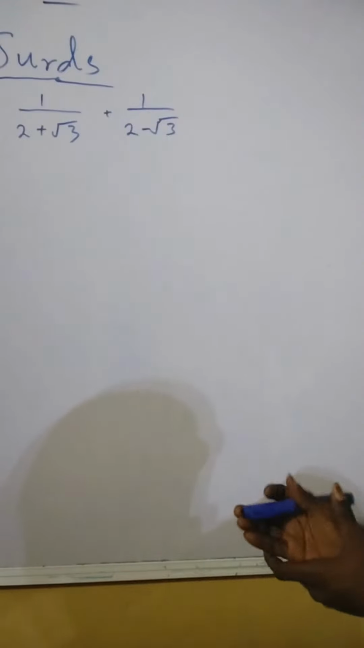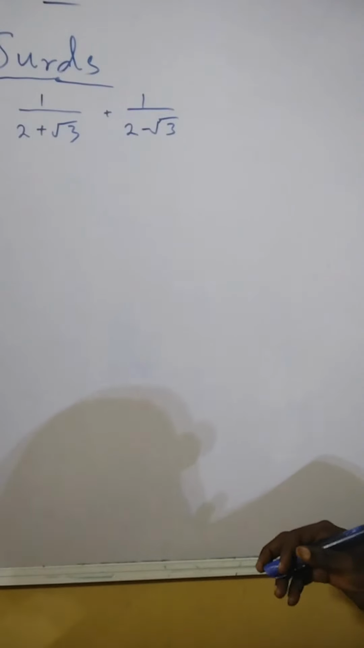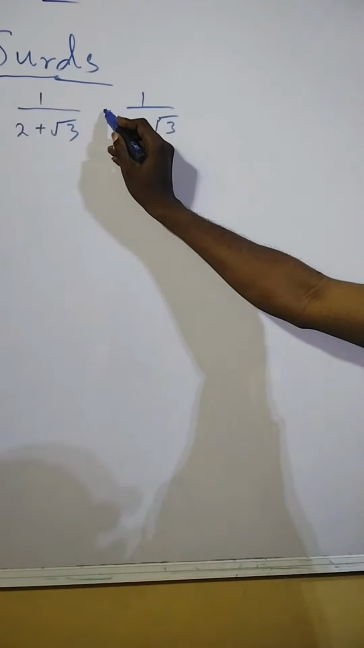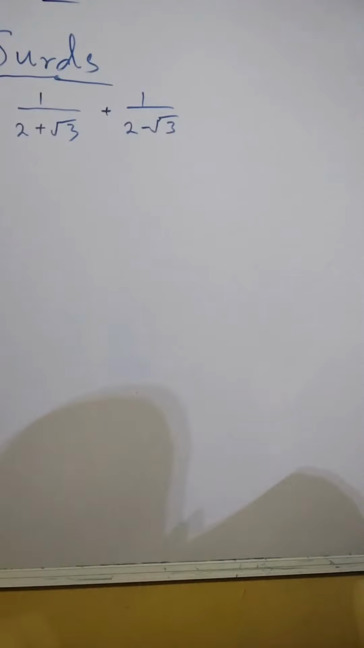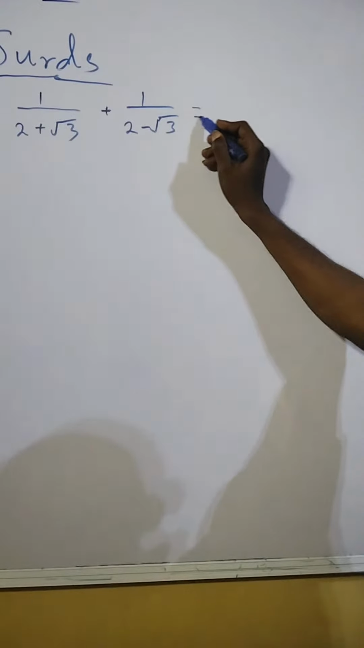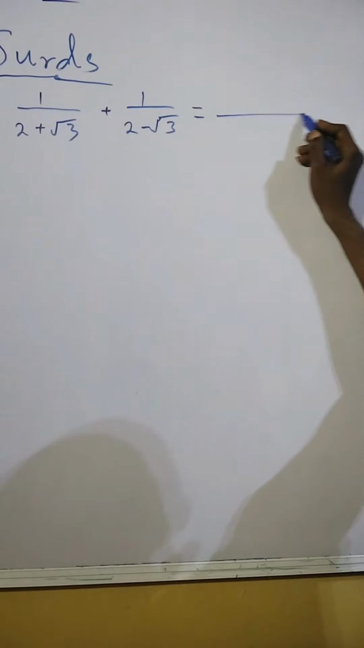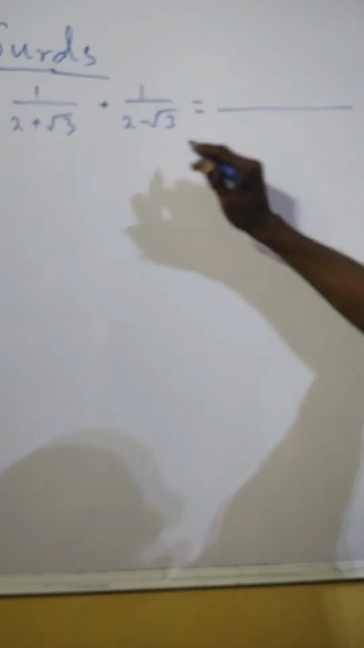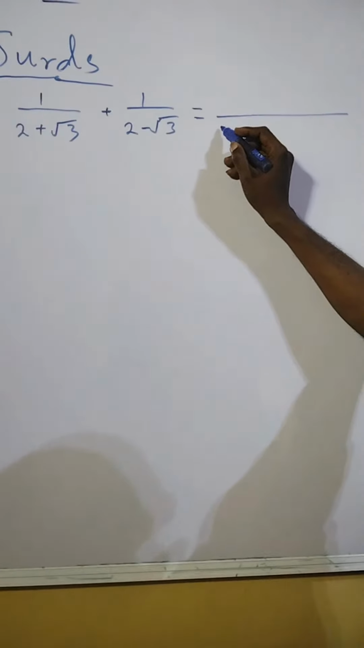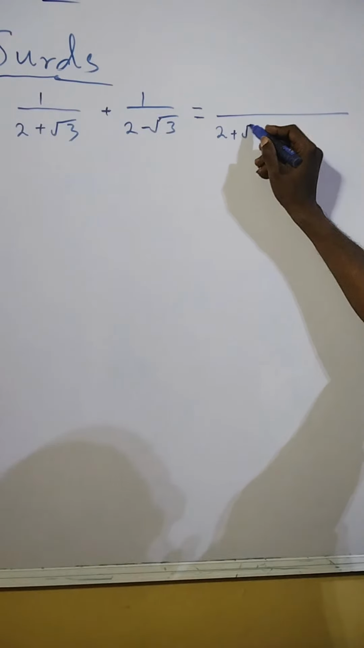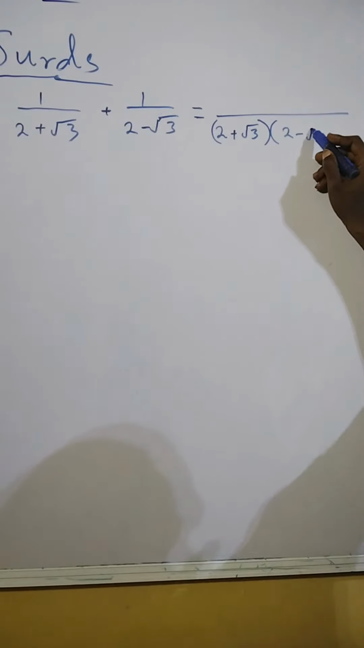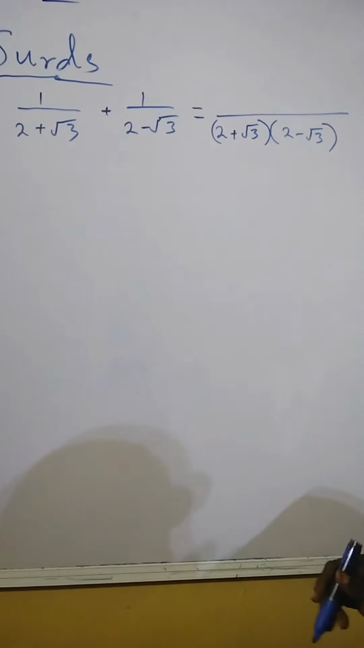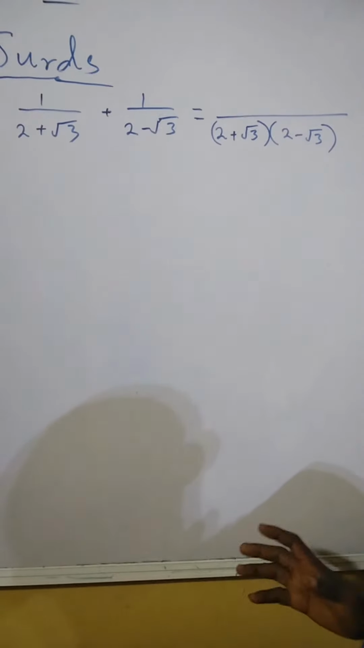Now, this is another type of surd simplification. You see, this now has become two fractions added together. So, if you want to solve this, we can apply the way of solving fractions. That is, we find the LCM, bring it together as one fraction. And here the LCM will still be the product of these. So that means we have 2 plus root 3 multiplying by 2 minus root 3. That's the LCM, right?